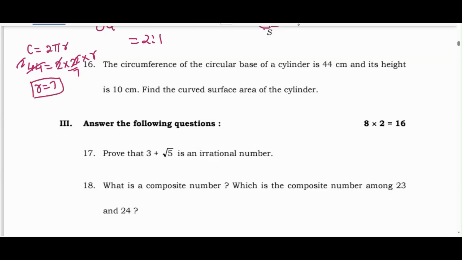And its height is given as 10 centimeter. Find the curved surface area of the cylinder. Curved surface area of a cylinder will be 2 pi r into h. So 2 pi r is 44. 44 into 10 will be 440 centimeter square. So next one you have.